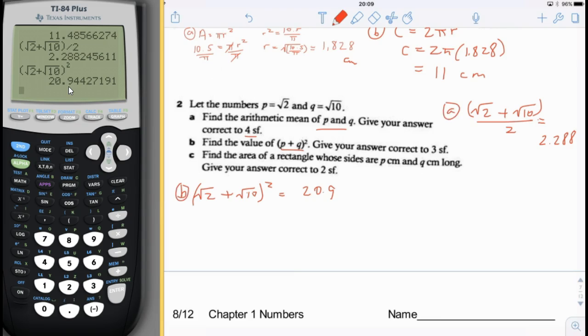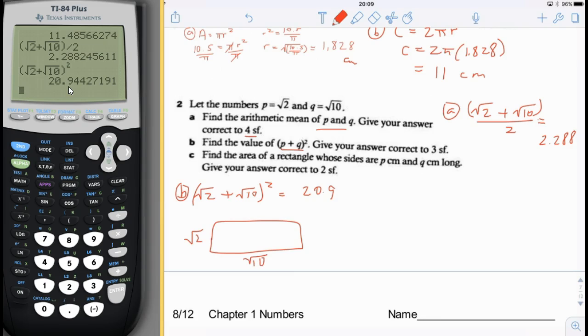C. Find the area of a rectangle whose sides are P and Q long. Give your answer correct to two significant figures. So we have a rectangle. Square root of 2, square root of 10 are the sides.